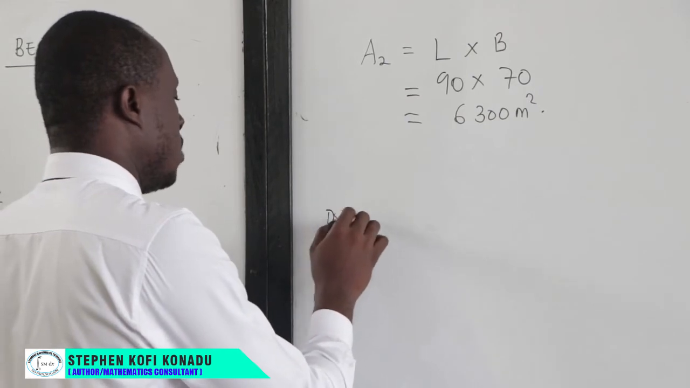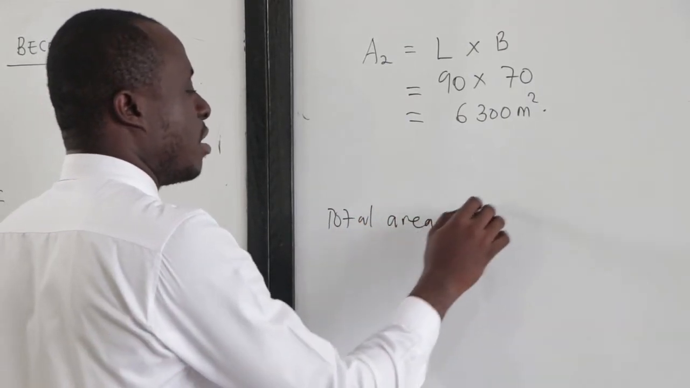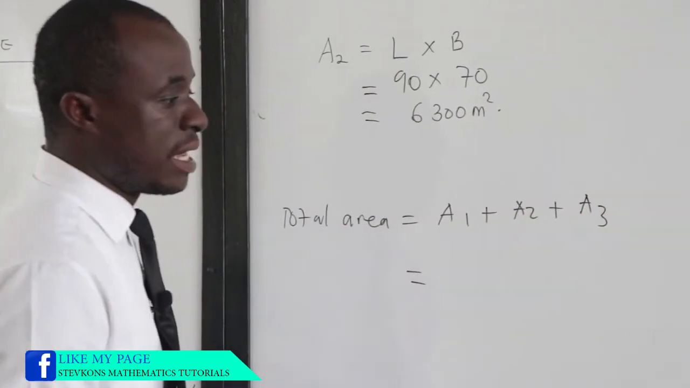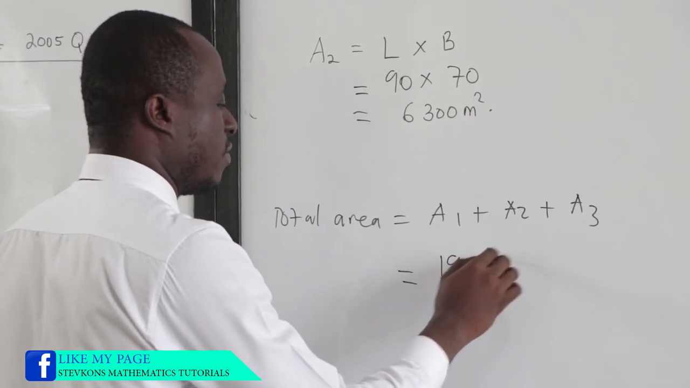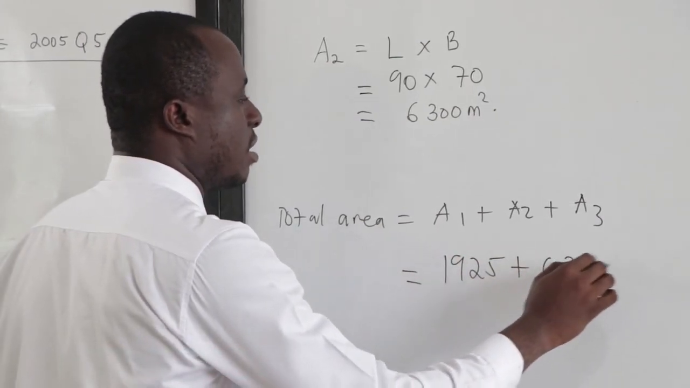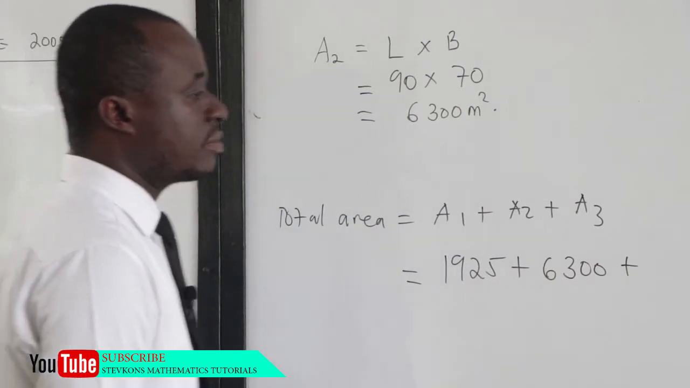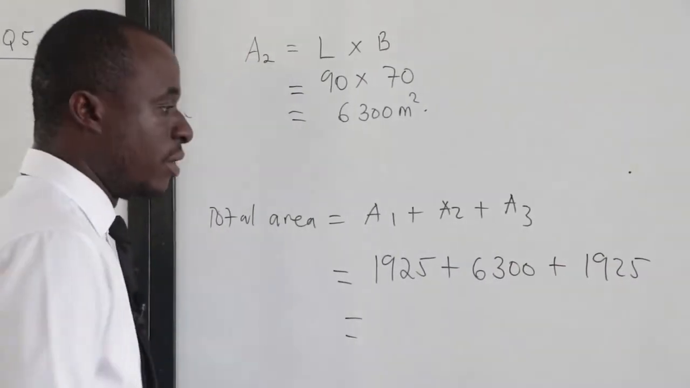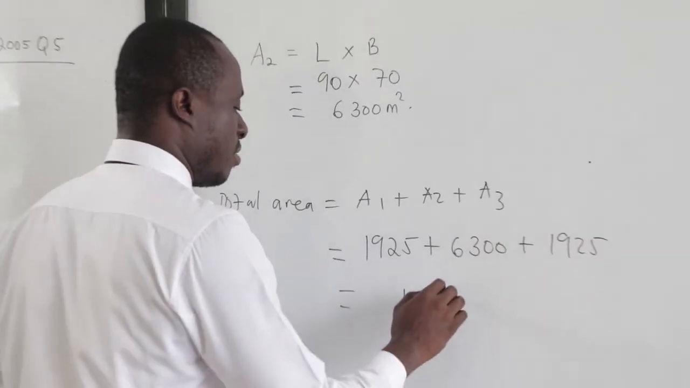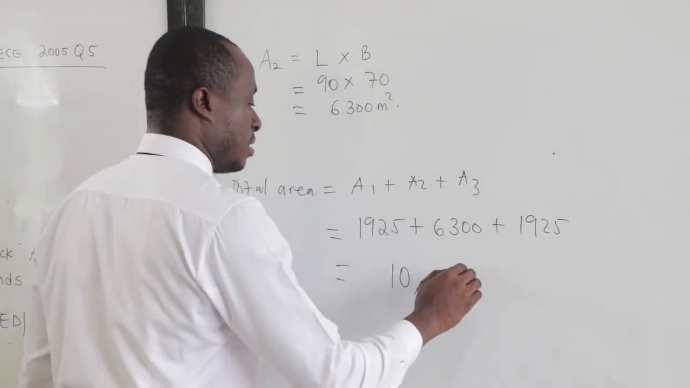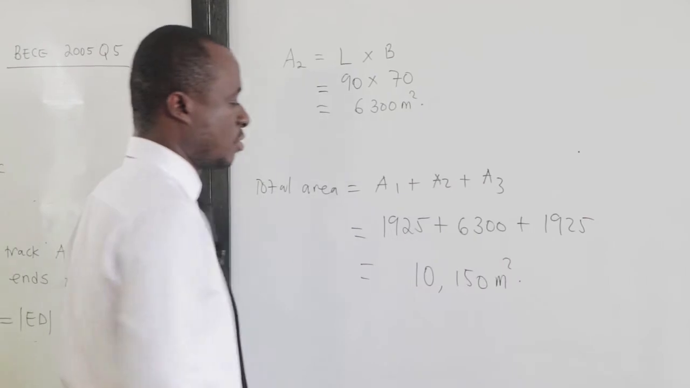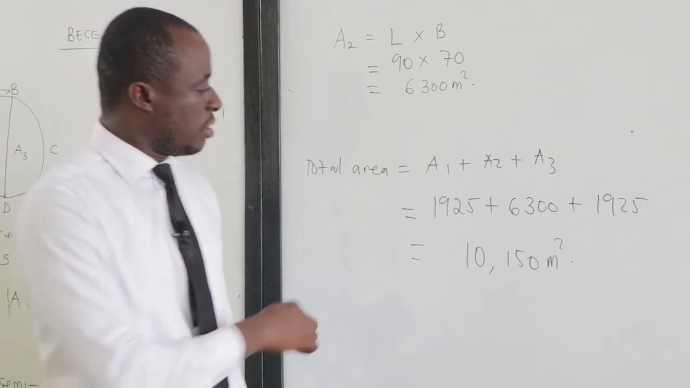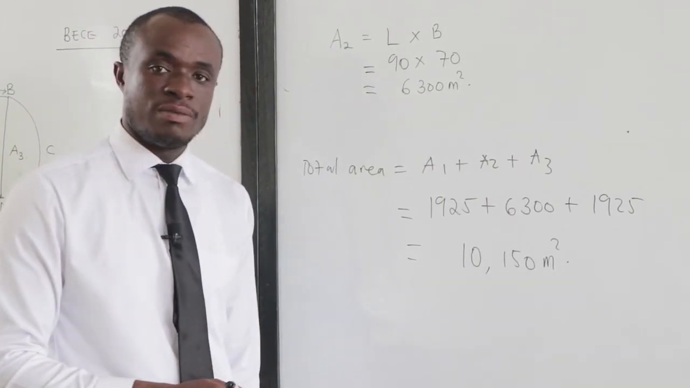But we know that our A1 is the same as A3. So our total area is A1 plus A2 plus A3. Now what is our A1? That is 1,925, A2 is 6,300, plus A3, the same as 1,925. And when you add all this, that will be 10,150 meters square. So in all, we have 10,150 meters square.